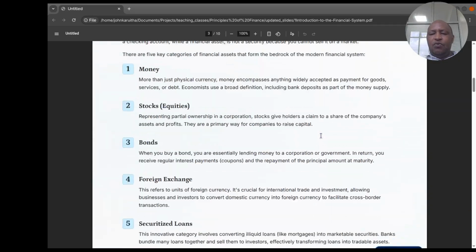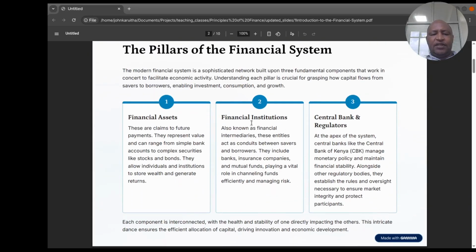So far, what have we looked at? So far, we have looked at financial assets. We have looked at financial institutions. And we have said financial assets are those assets that give you a claim to future payments, like money, like foreign exchange, like shares, like bonds, like securitized loans. We have talked about financial institutions, which are divided into two. Financial intermediaries, like commercial banks, insurance companies, and the others.